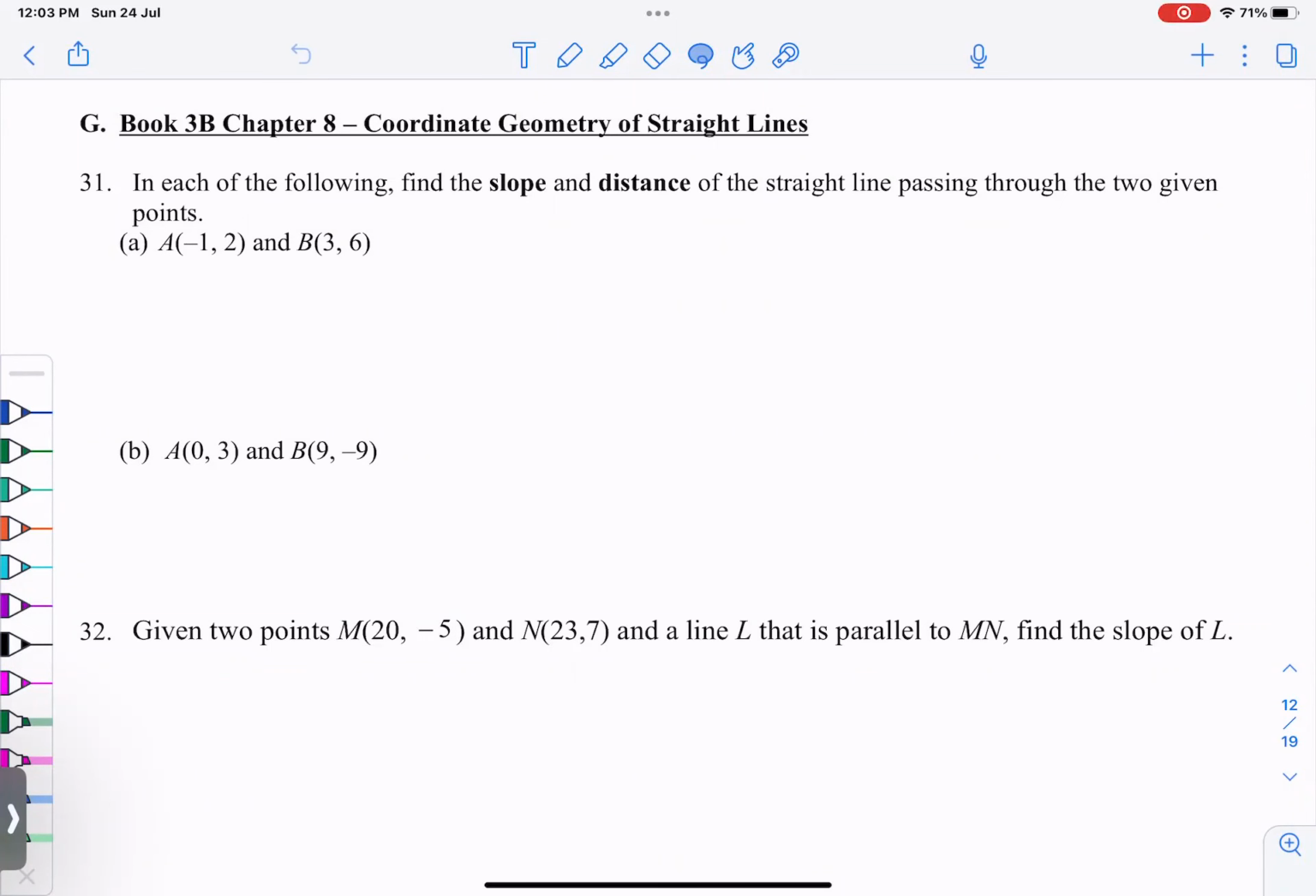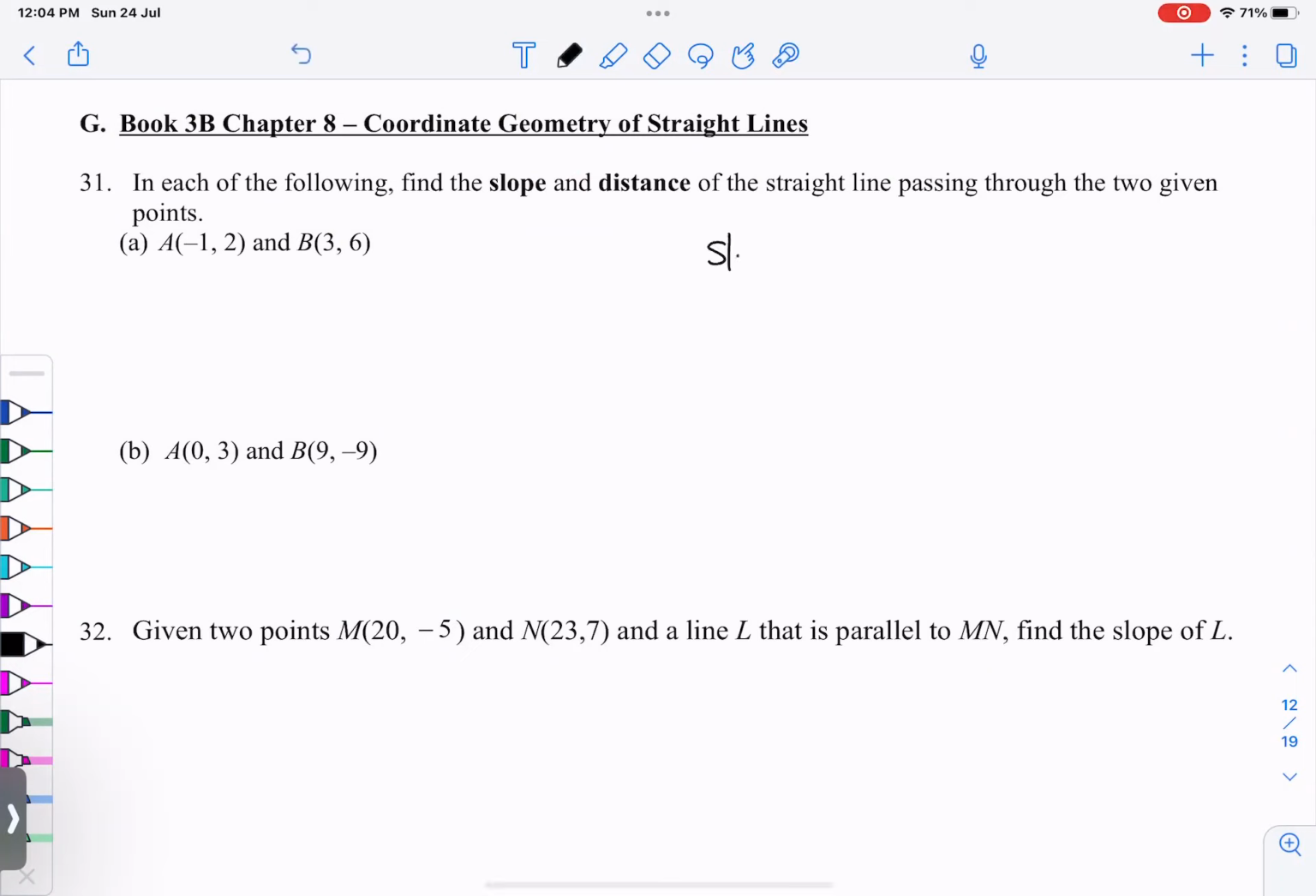We are continuing Form 3 revision notes. Now we will be doing coordinate geometry. So in Form 3 you are basically dealing with slope and distances. Before we continue, can I know if you still remember the formulas? Well, you need to know it, of course.